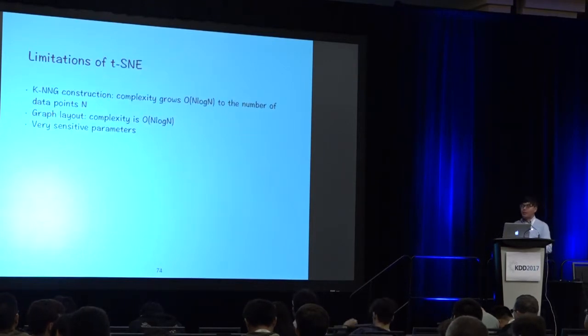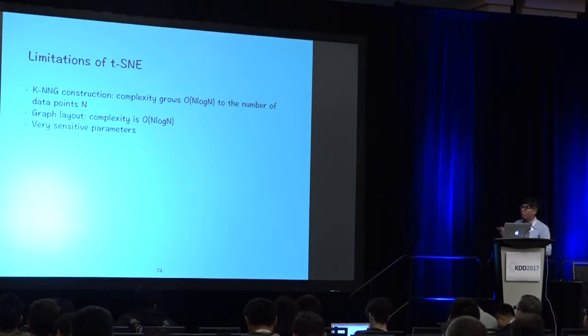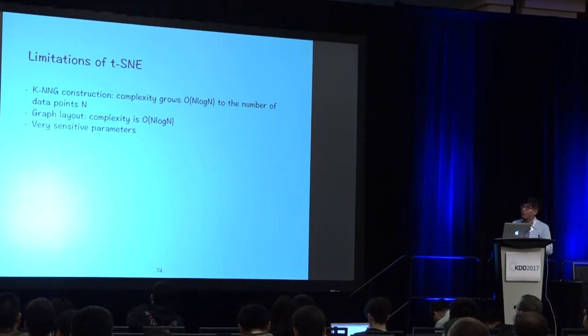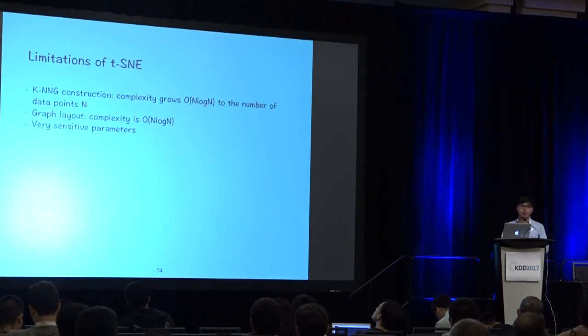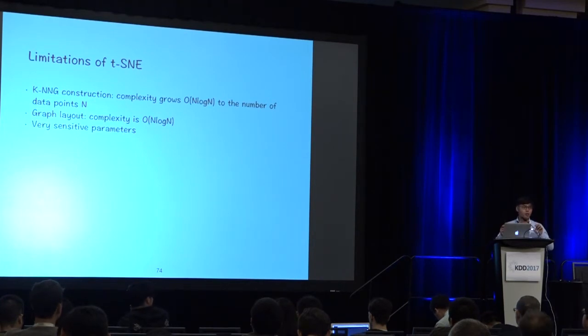So based on the two stages, we can see that t-SNE has several limitations and cannot scale up to very large-scale data sets, because in both the k-nearest neighbor graph construction and the graph layout stages, the complexity is n log n, which is computationally very expensive. In practice, we also observe that for t-SNE, the optimum parameters on different data sets can be very different. That means if you have a new data set, you have to empirically tune the parameters to get the optimal performance, and this becomes very computationally expensive if you have a really large data set, okay?